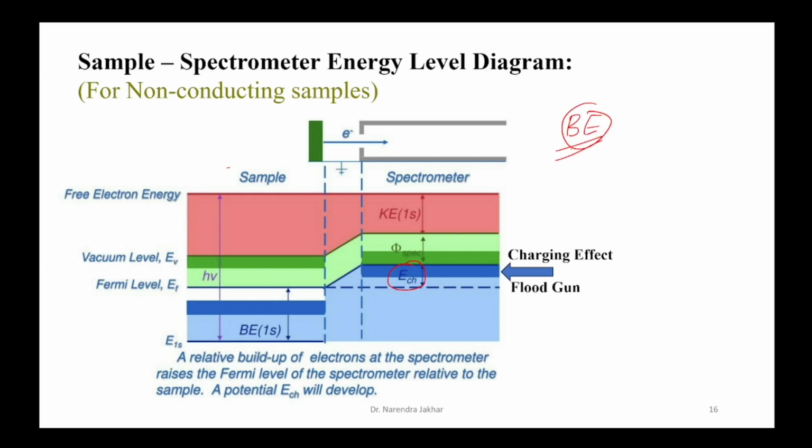To make it correct, we use a flood gun here. The flood gun continuously bombards electrons on the sample surface to level it up equal to the spectrometer Fermi level. A relative buildup of electrons at the spectrometer raises the Fermi level of the spectrometer relative to the sample, and a potential ECH will develop here. This is the charging effect. In later slides, we will talk about the instrumentation of the XPS, and we will discuss the flood gun and the requirement of the flood gun.